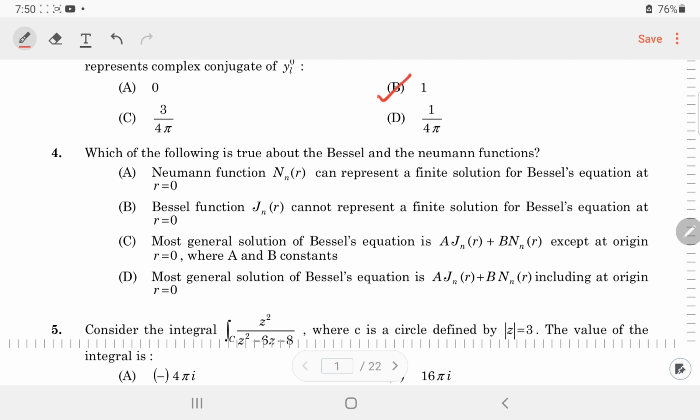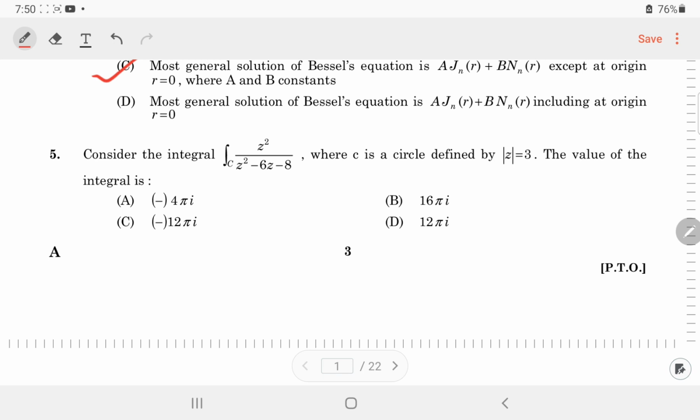Which of the following is true about the Bessel and Neumann functions? The answer is option C. The most general solution of the Bessel equation is A Jn of r plus B Nn of r except at the origin, that is r equal to 0, where A and B are constants. Hence the answer is option C.